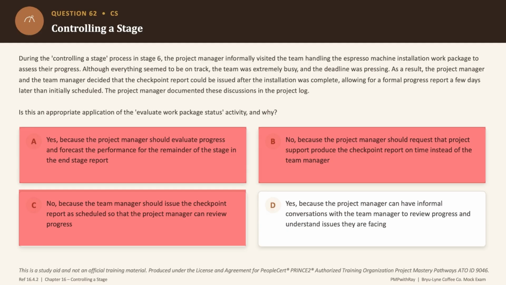So the correct answer to this question is option D. Evaluate a work package status is built around informal conversations with the team manager, understanding the pressure points and extending the help required as part of the servant leadership from the project manager, and updating the log where needed. That is completely acceptable, and that is exactly what is happening here. So the correct answer to this question is option D.